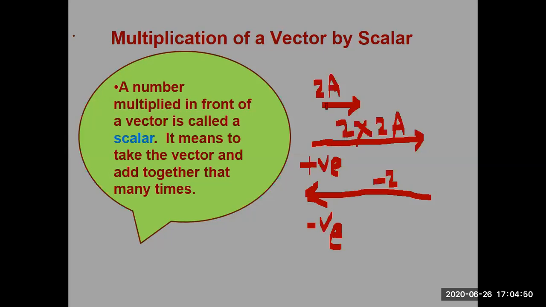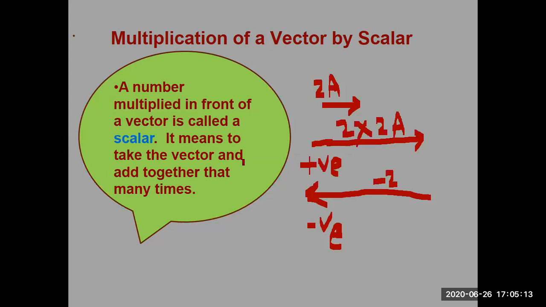If before multiplication the magnitude was 2 centimeter, after multiplying it with 2 the length is increasing 2 times, but the direction is the same. But if you multiply a vector with a negative number, then the magnitude increases by the same, but the direction becomes reverse. So this is the multiplication of a vector by a scalar.